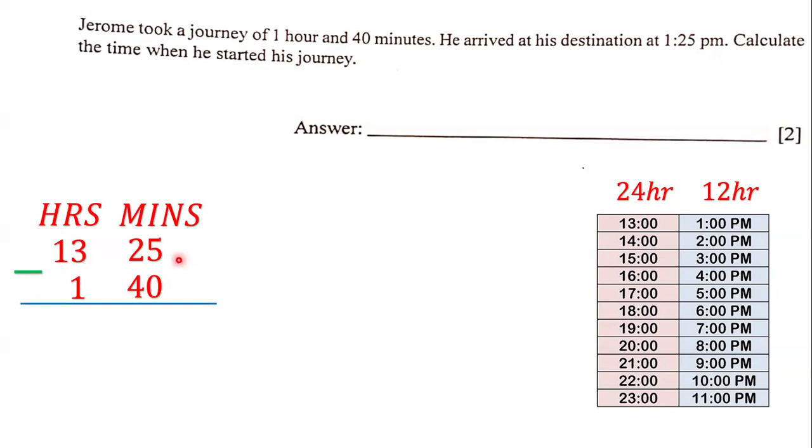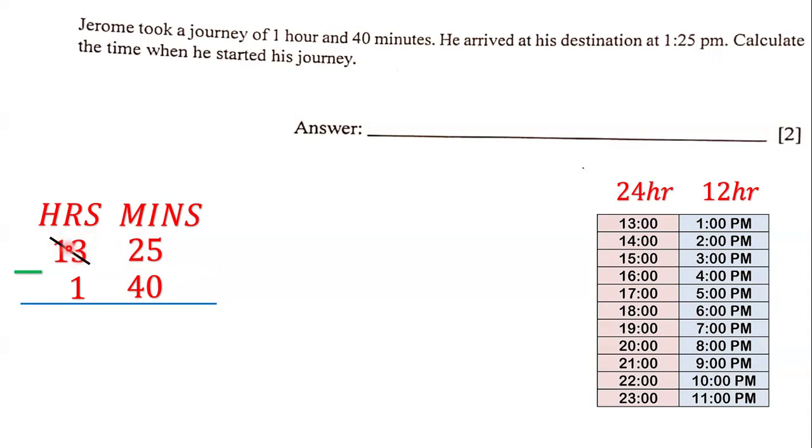Notice that we have here 5 minus 0. 5 minus 0 is 5. And then we have 2 minus 4. The problem here is that we have 2 minus 4. So what we actually have to do is borrow, because we can't subtract 2 minus 4. And so we have to borrow a whole hour, right? We have to borrow a whole hour from the hour side.